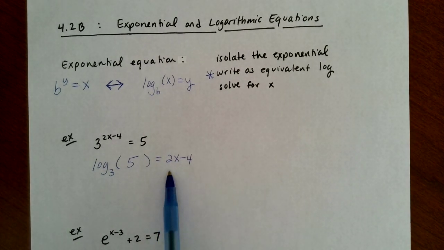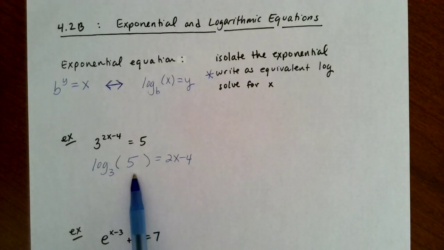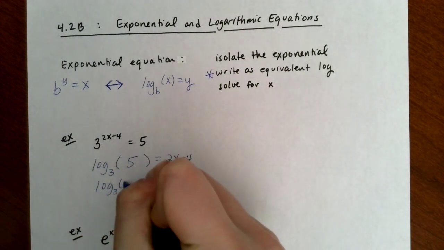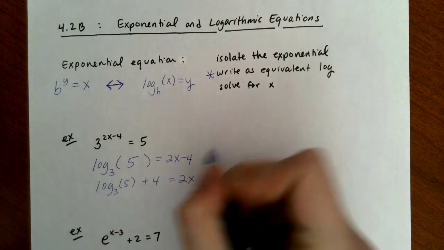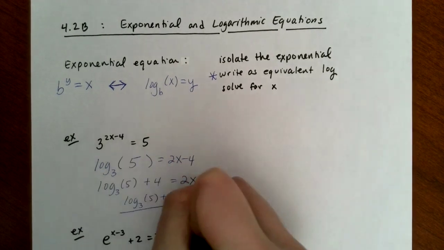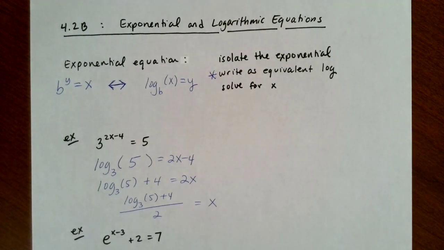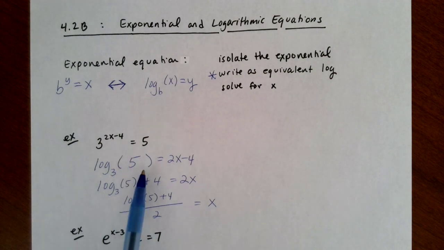And now we can solve for x in a more normal way with algebra. So I can add this 4 to the left-hand side and then divide by 2. And my answer is log base 3 of 5 plus 4, all divided by 2 equals x. So typically that step, when we turn the exponential into a logarithm, is the trickiest step of the whole thing.